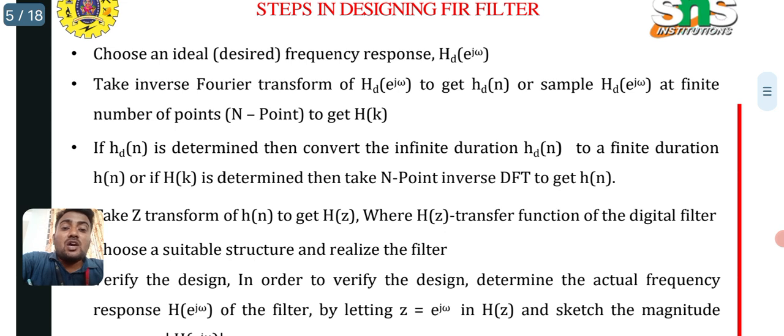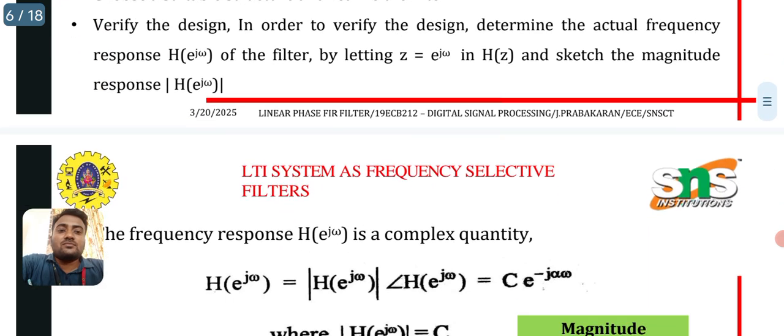The h_d(n) signal duration is from minus infinity to plus infinity. To convert this infinite to finite, we have to multiply this infinite sample sequence with a window. This window has a finite number of samples, which will be multiplied with this h_d(n).